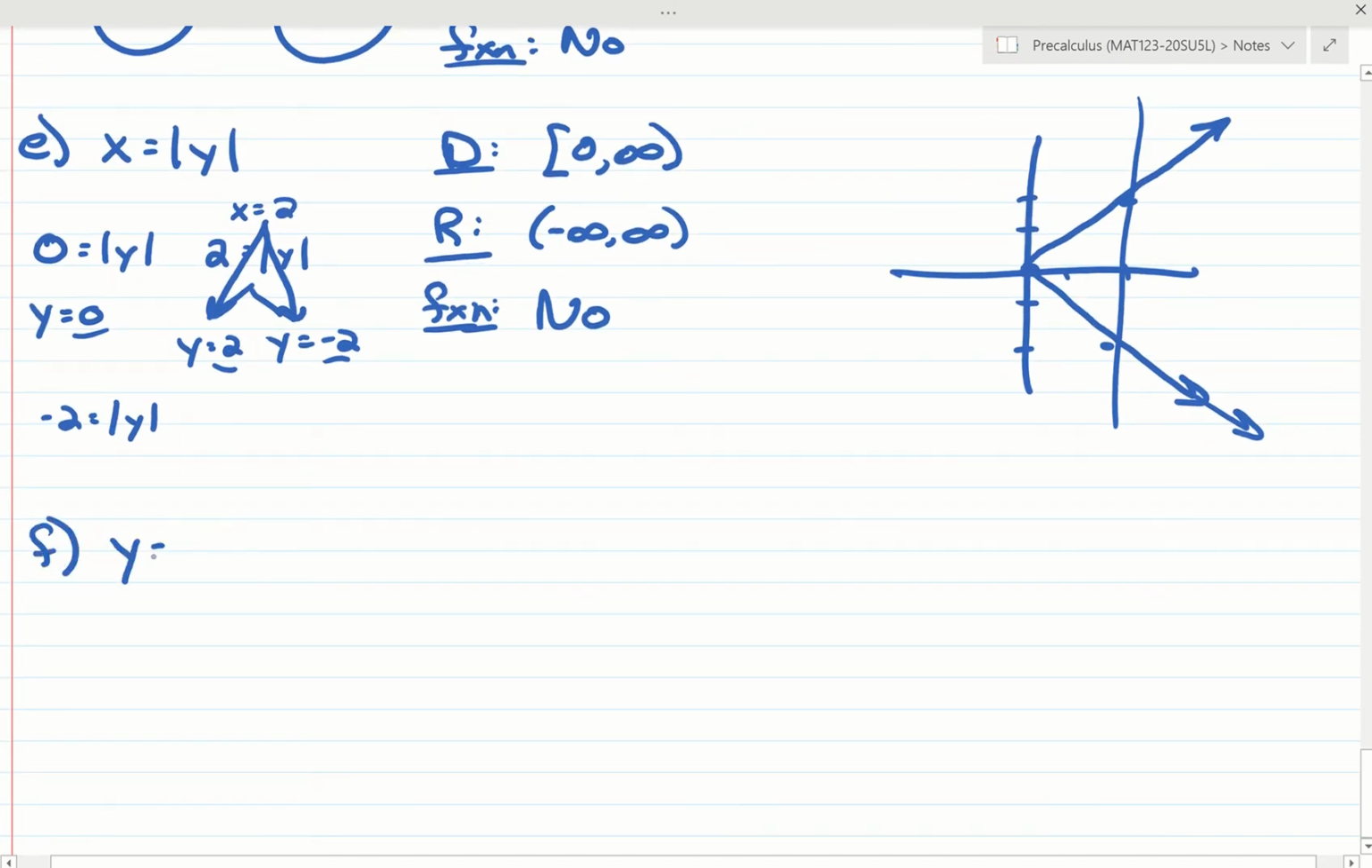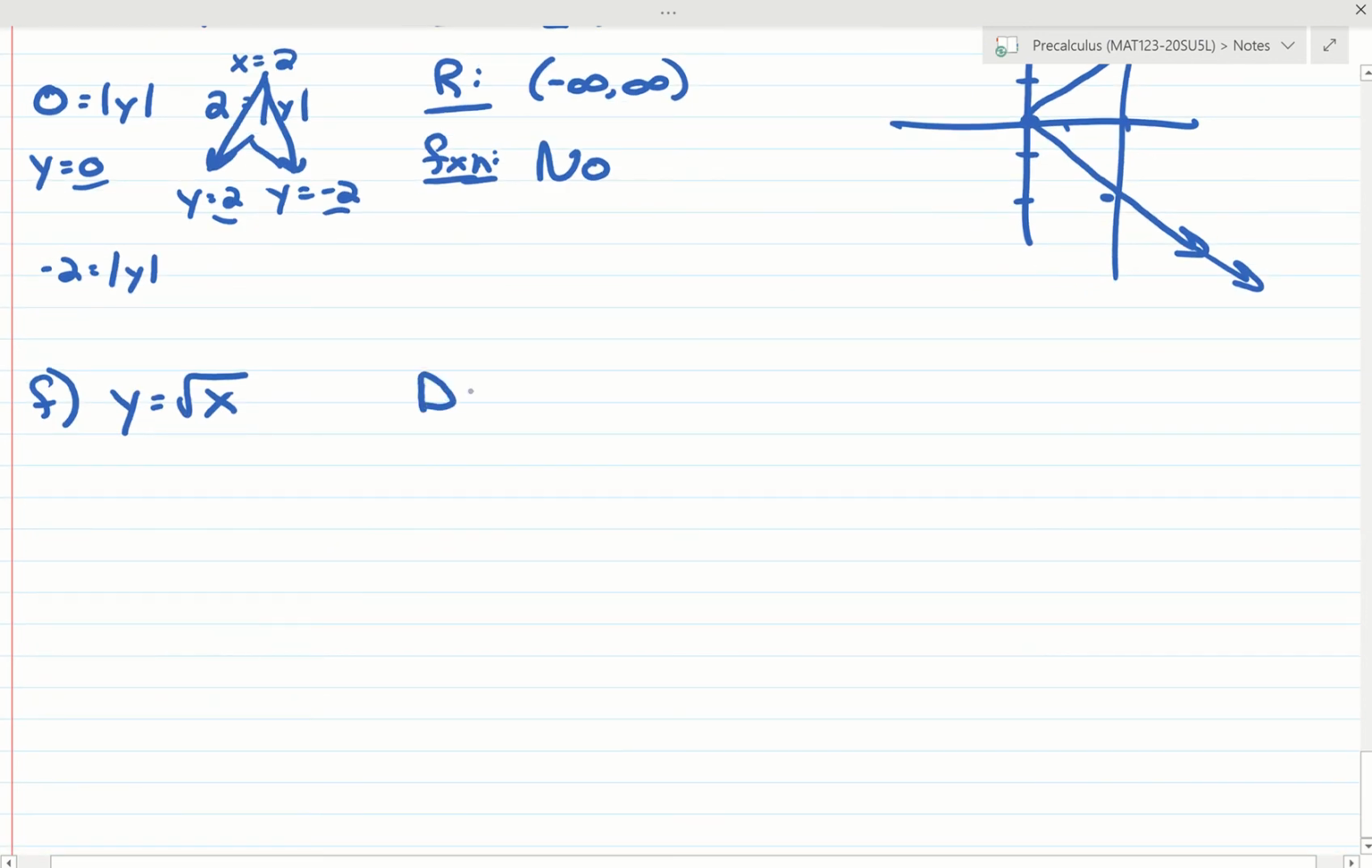How about y is equal to the square root of x? Can you plug 0 in? Yeah. Can you plug 1 in? Yeah. Can you plug 2 in? Well, square root of 2 is not a nice number, but you could take the square root of it. Could you plug in negative 2? No. So square root's kind of similar to the last problem we saw, where we could use any number starting at 0 up to infinity.